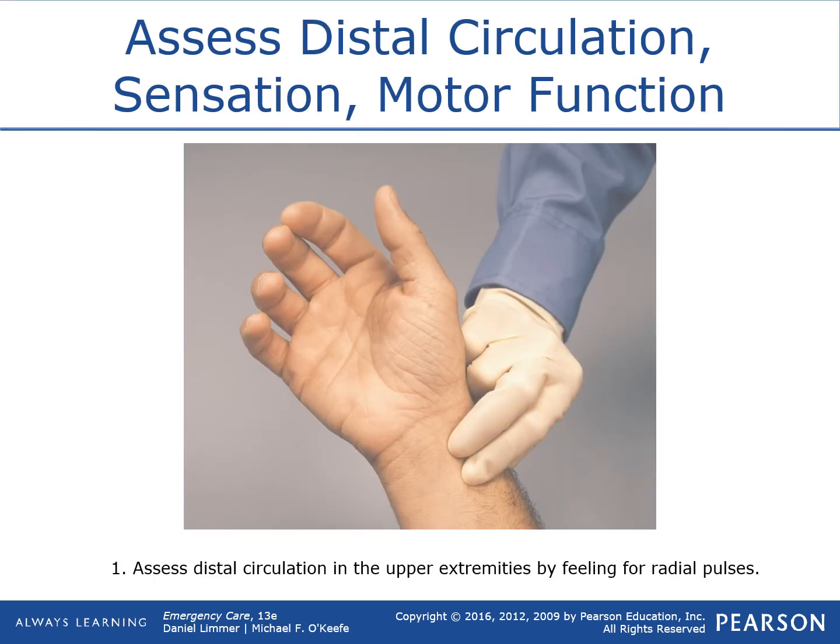When we're assessing our extremities, again, you want to assess your distal circulation, sensation, and motor function. So circulation would be making sure you have a pulse. If it's in the arms, you want to make sure you have your radial pulses present. If it's in the legs, you want to make sure you have a pedal pulse present. You want to make sure that they can move their distal extremities. So if it's your arm, make sure they can wiggle their fingers. If it's your leg, make sure they can wiggle their toes or move their toes in one direction or another on your command. Make sure that they can feel.